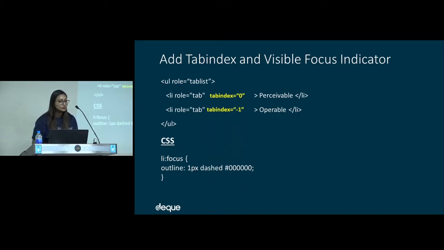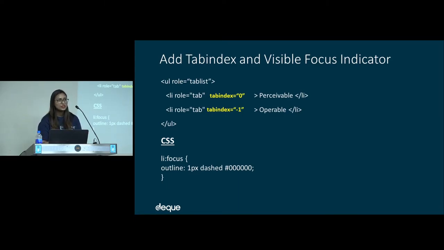And if you want to take focus away from an actionable element or any element, then you'll provide tabindex of -1. So from our design pattern, if you follow it, we'll provide tabindex of 0 to only one element or one tab, which means only one tab will receive focus at a time, and we can navigate within the tabs using arrow keys, and tabindex of -1 to all the other tabs.